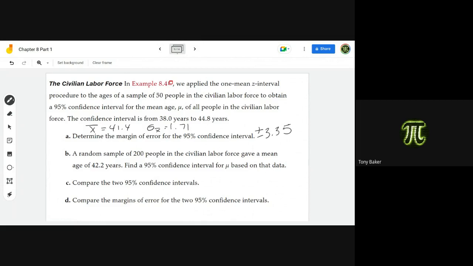So we've got a new mean. Our mean is now, for this one, 42.2. Are we going to have a new standard deviation? Yep. So find my new standard deviation.